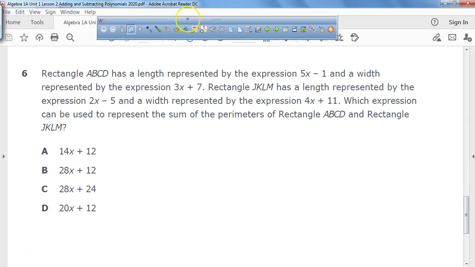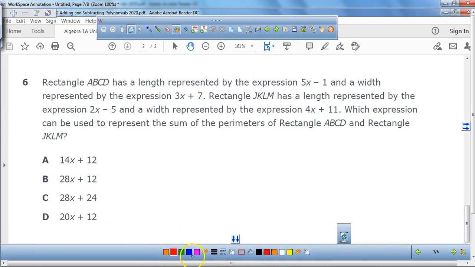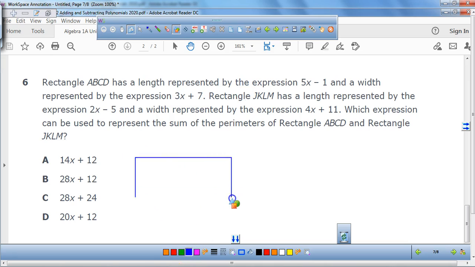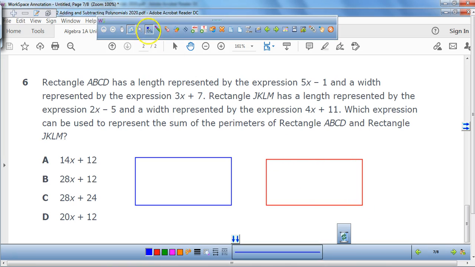All right, two more questions. So all we're going to do right now is make a couple of rectangles, and we're going to label them. One rectangle is called ABCD. It says ABCD has a length represented by 5x minus 1, so I'm going to put 5x minus 1. And a width that's represented by 3x plus 7, so I'll put 3x plus 7.